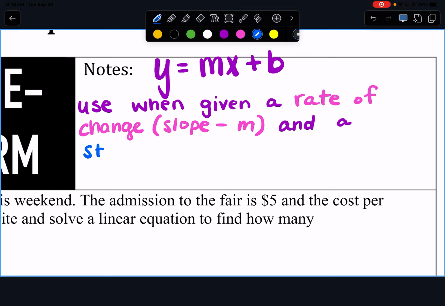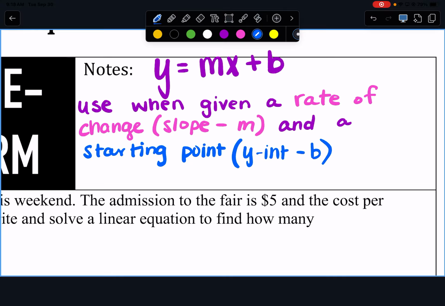When you go to graph a line, where do you start? At the y-intercept. So what do you think the starting point represents? The y-intercept, or your b. So that is when we use y equals mx plus b, when we're given our starting point and our slope.